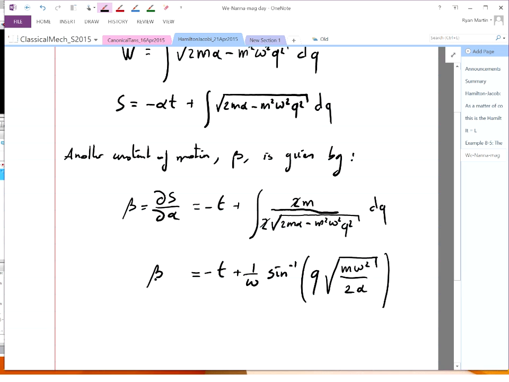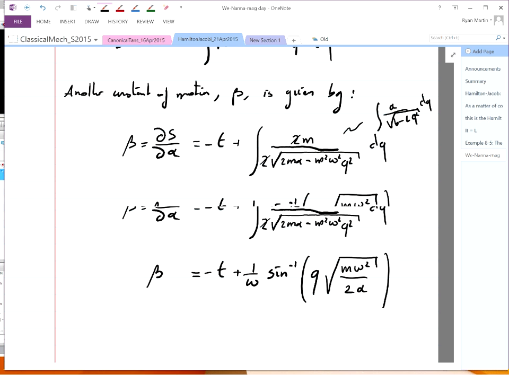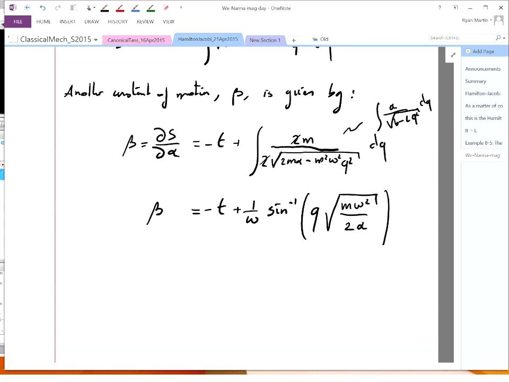So that's our constant beta. Alright, so that's just an integral, right? This integral is like the integral of some constant a, some constant b, minus some constant c, q squared, dq. So it's not such a terrible integral to look up. In fact, it's not so hard to solve, I think, with trig functions. But that's math, we don't care so much. Okay, so this gives us beta equals minus t, and now something with q in it.